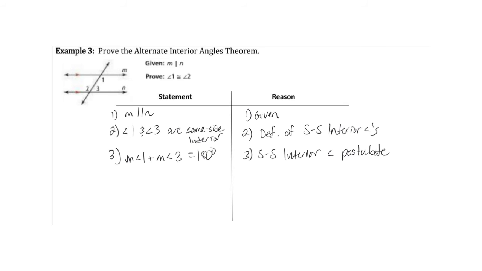I cannot spell. All right. Now, we also know that 2 and 3 right here make a linear pair. So we could say the measure of angle 2 plus the measure of angle 3 equals 180 degrees by the definition of a linear pair, the linear pair theorem.